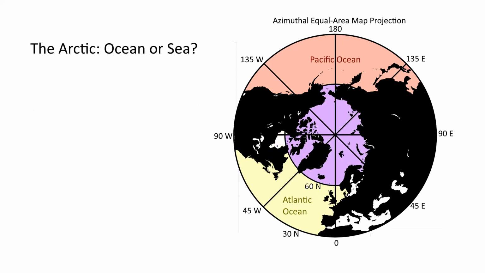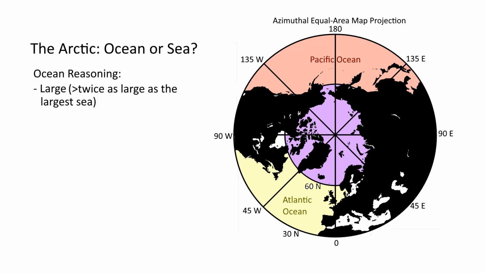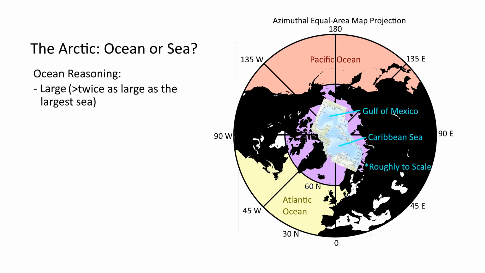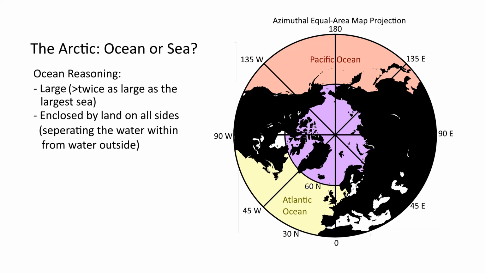Now, is the Arctic an ocean or is it a sea, a smaller categorization like the Mediterranean Sea or the Caribbean Sea? The best argument for making the Arctic an ocean is because it's large. It's twice as large as the next largest sea, which would be the combined Caribbean and Gulf of Mexico. The second is that it's enclosed by land on all sides, and so the water inside the Arctic Ocean would be different from the outside waters. It's separate and distinct from the Atlantic Ocean, and so it could be an ocean all of its own rather than being just an estuary.